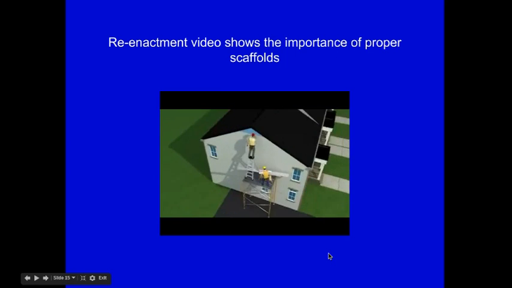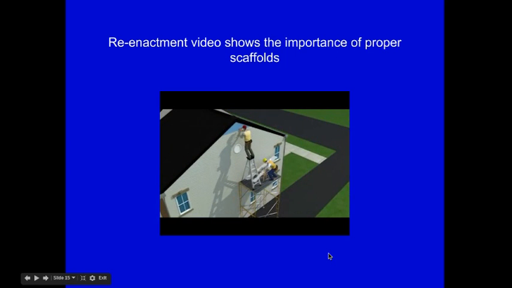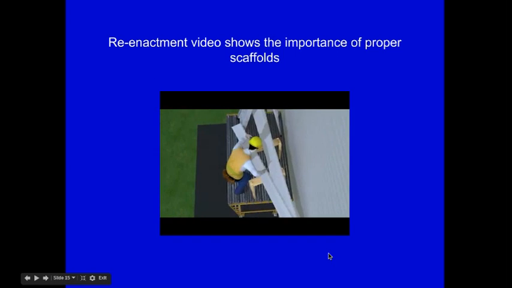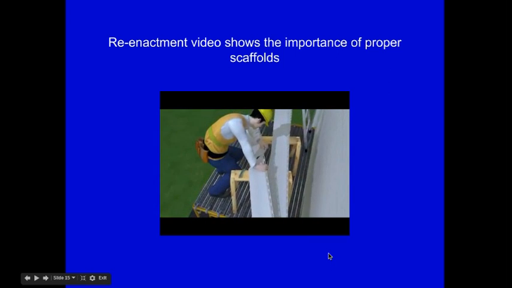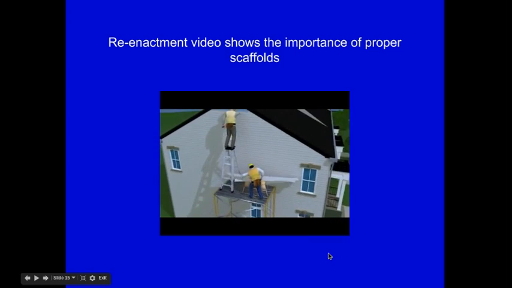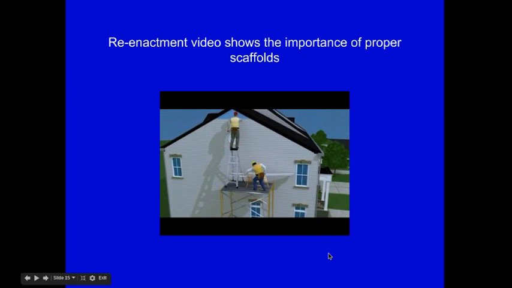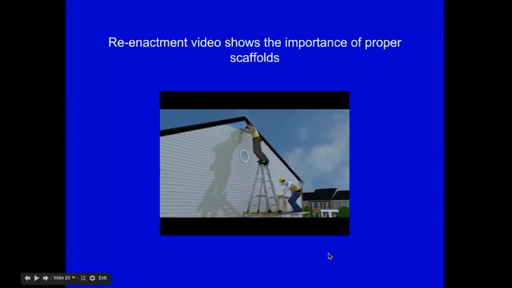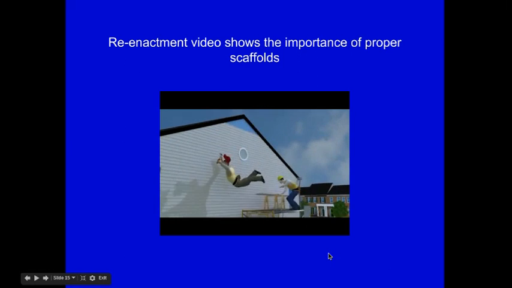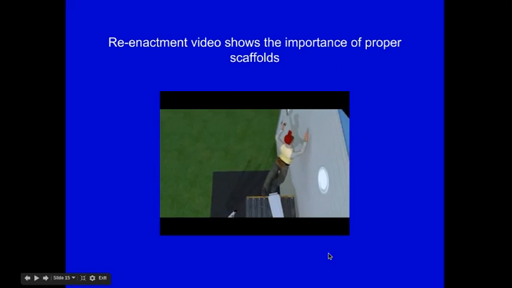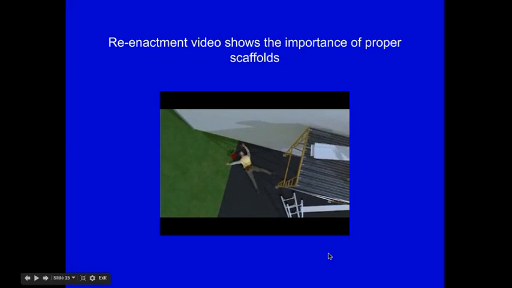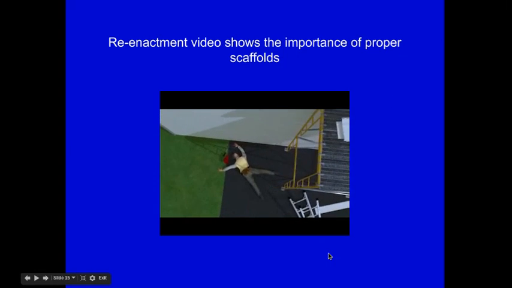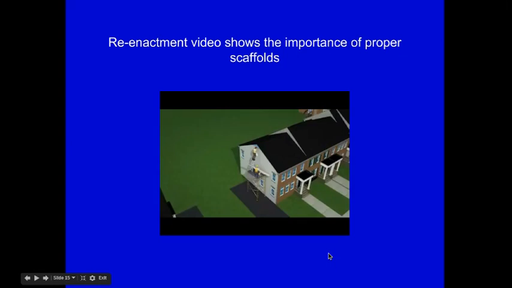A worker was installing vinyl siding on a 2-story townhome. He was standing on a ladder that was placed on top of a scaffold. A coworker was on the scaffold cutting pieces of siding. The scaffold had no guardrails. The workers were not wearing any fall protection. While standing on the top step of the ladder, the worker putting up siding overreached to one side, and the ladder overturned. He fell nearly 20 feet and landed on the driveway below. He died later that day from injuries caused by the fall.